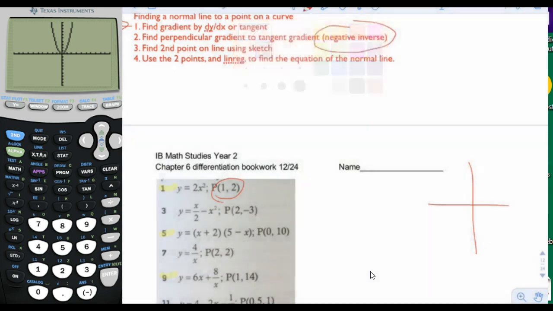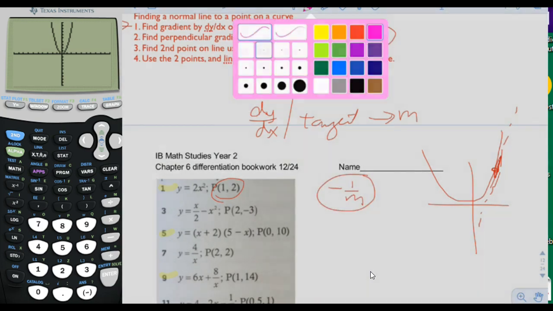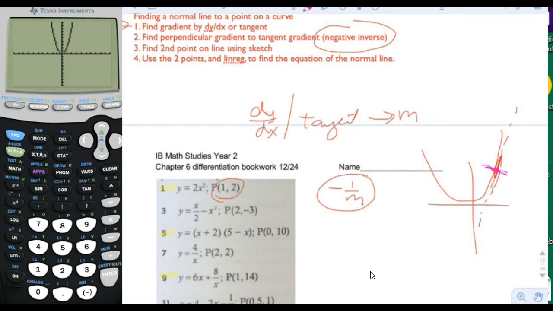So the first step we're going to do is find the tangent gradient through that point. We use the dy dx function on the calculator, or we use the tangent function, and then we find the slope or the gradient of this point. Once we find the slope, then we can take the negative inverse of the slope, and then we will know the gradient or slope of the normal line. However, we only know the gradient. We don't know the equation of the line.